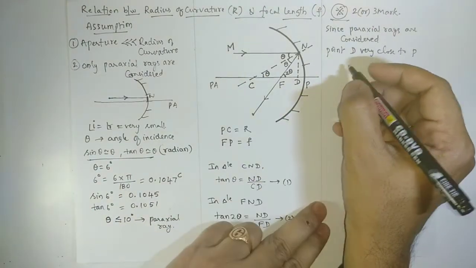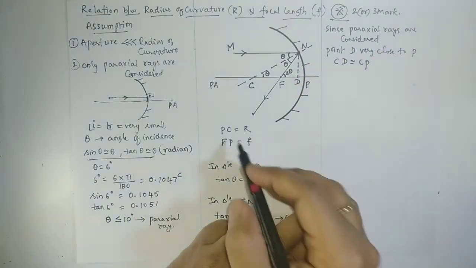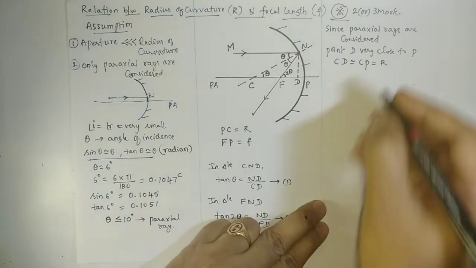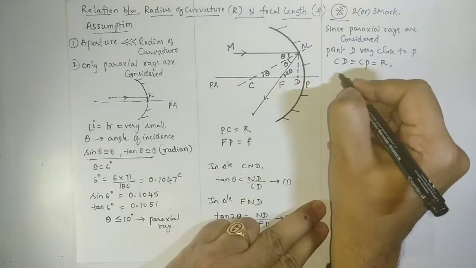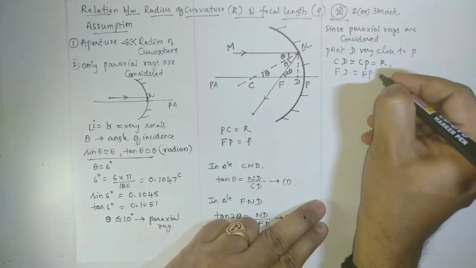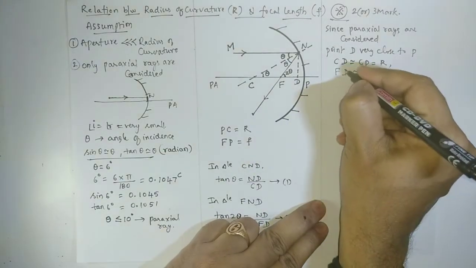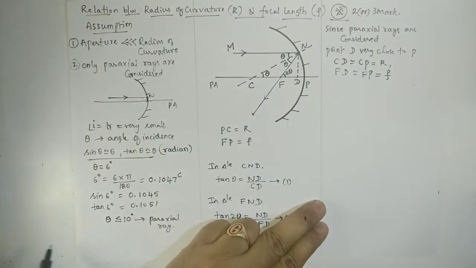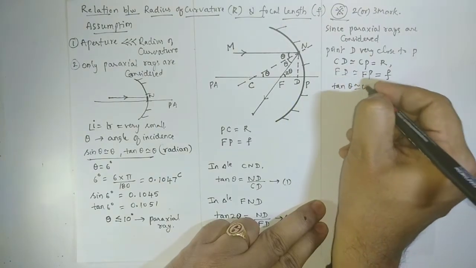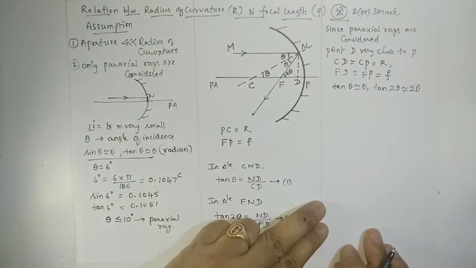So as a result, we can write the distance CD to be almost equal to CP, which is nothing but the radius of curvature of the given mirror. Similarly, the distance FD can be written to be equal to FP, which will be equal to the focal length of the given mirror. Similarly, we have seen if a paraxial ray is considered, tan theta will be almost equal to theta and tan 2 theta will be equal to 2 theta.